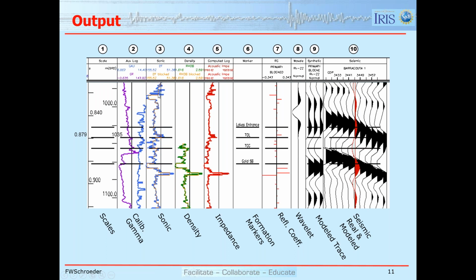And if you look closely, you can see there's an orange curve that's more blocked. It's taken out some of that high frequency. Track 4 is the density. We don't have density data for this portion of the well. We do have density down here.